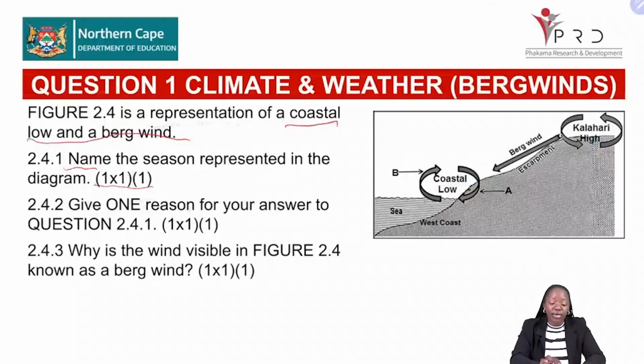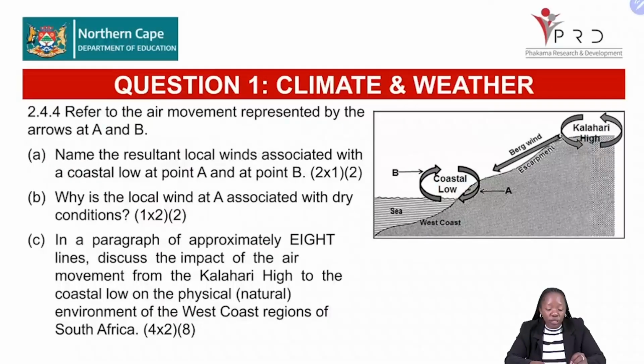Then secondly, give 1 reason for your answer to question 2.4.1. In that season that you have identified, what is the reason? Another 1 times 1. Then your 2.4.3, why is the wind visible in figure 2.4 known as berg wind? Another 1 times 1. Then the next question is question 2.4.4.